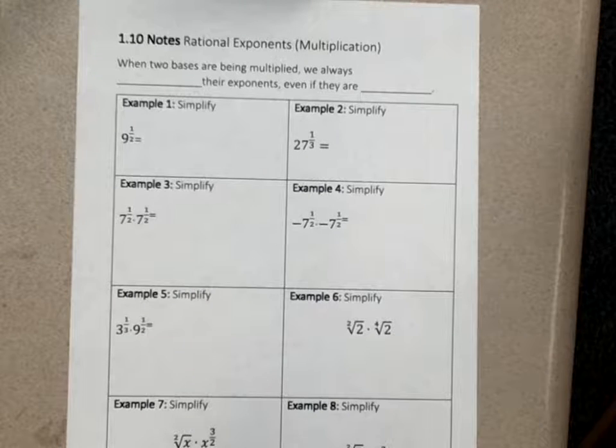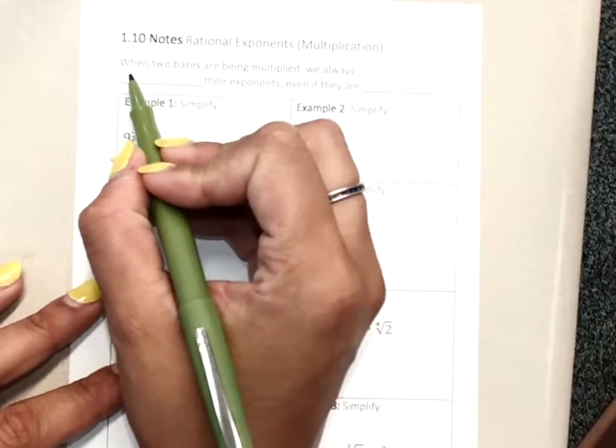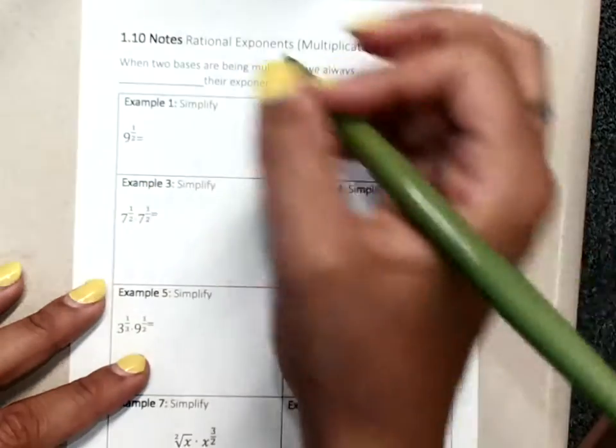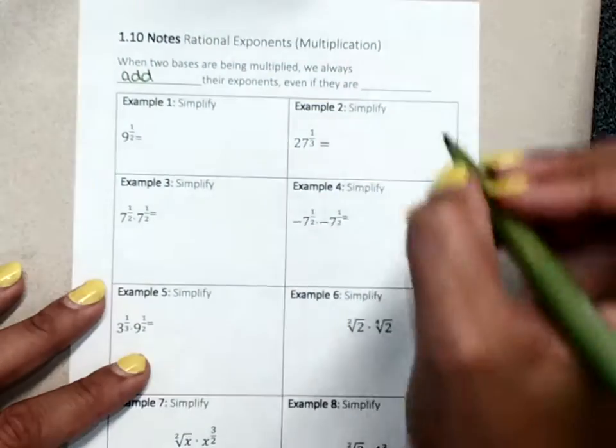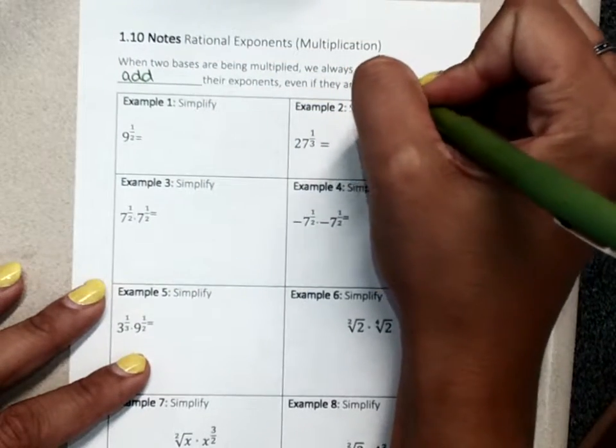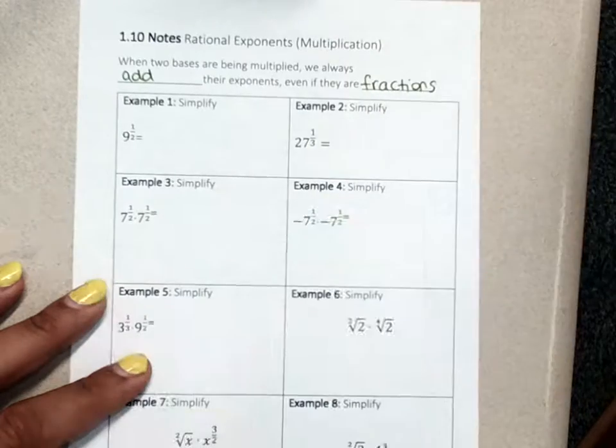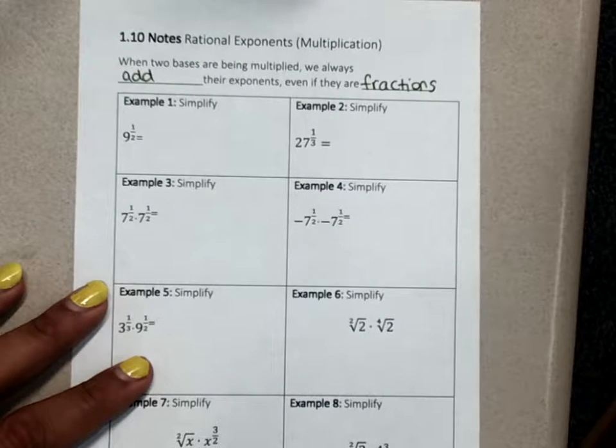Today we're going to be talking about rational exponent multiplication, which is extremely similar, if not exactly the same, to multiplication for exponents in general. So when two bases are being multiplied, we always add their exponents even if they are fractions. We're first going to start with two simplifying examples just to jog our memory.